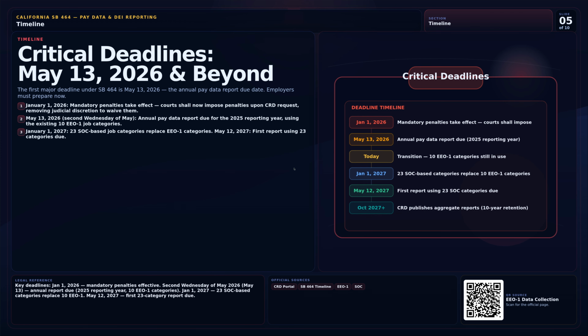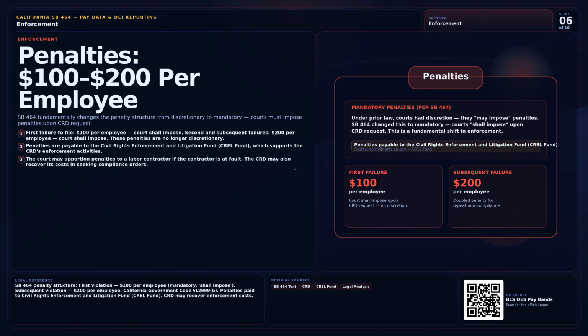Penalties. SB 464 fundamentally changes the penalty structure from discretionary to mandatory. For a first failure to file, the penalty is $100 per employee. The court shall impose this penalty upon CRD request. There is no judicial discretion to waive or reduce it.